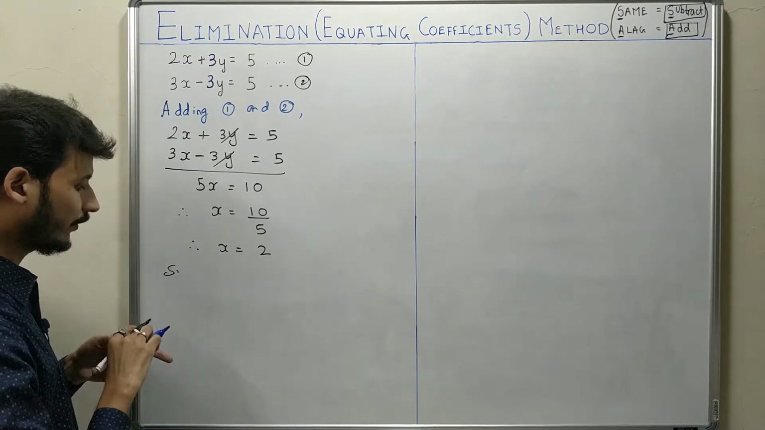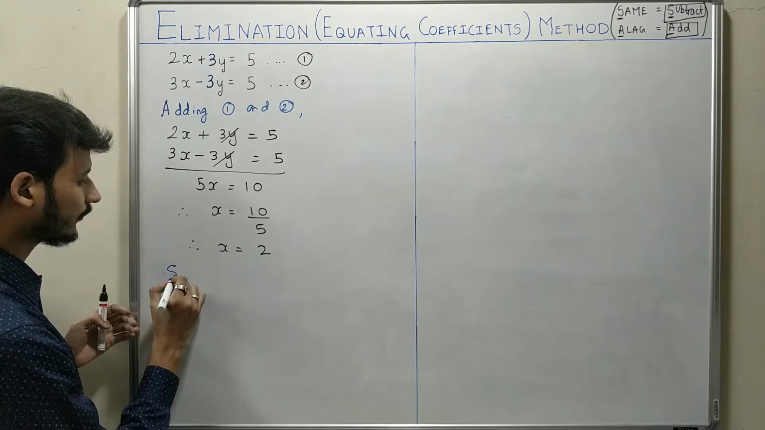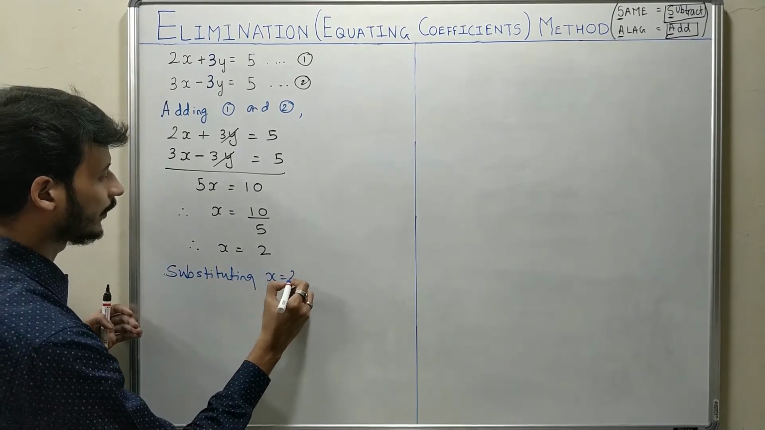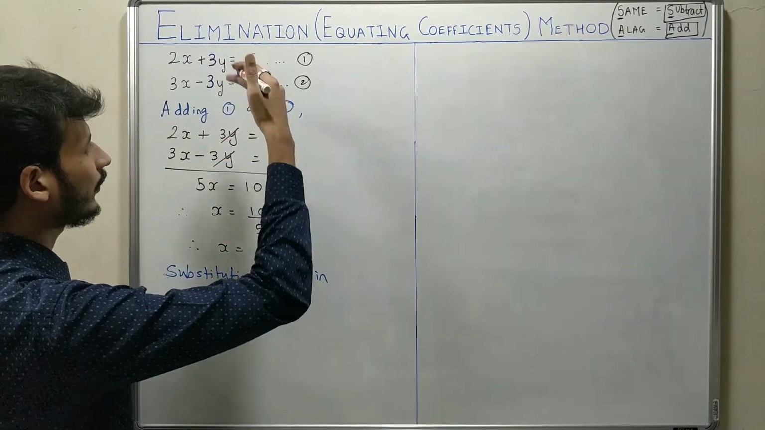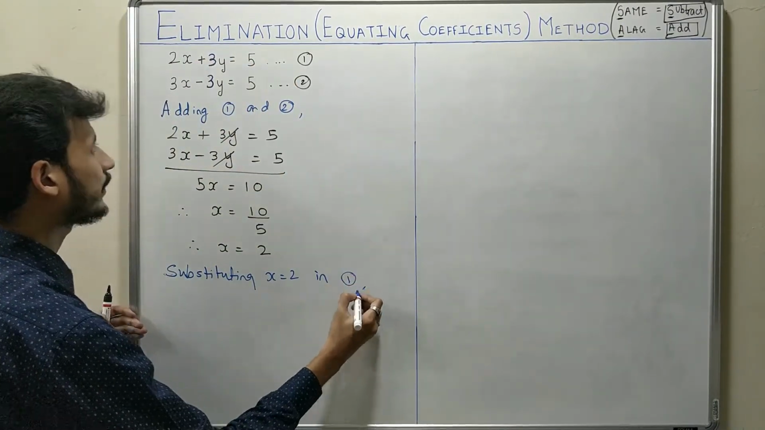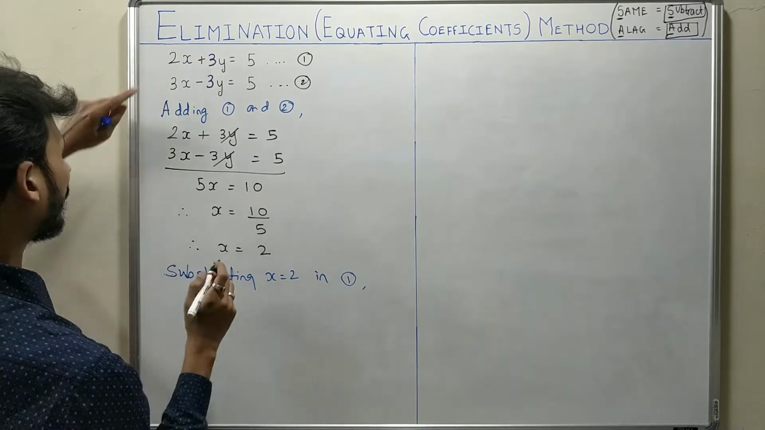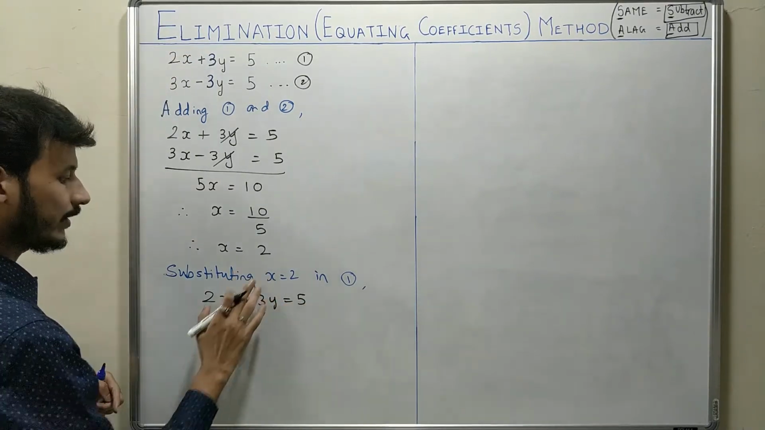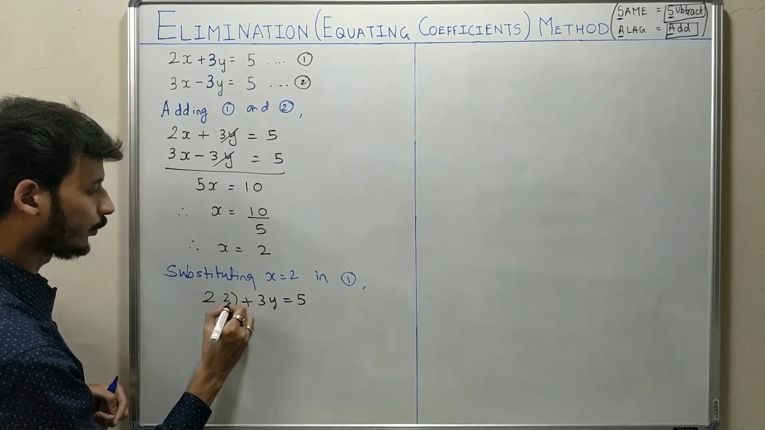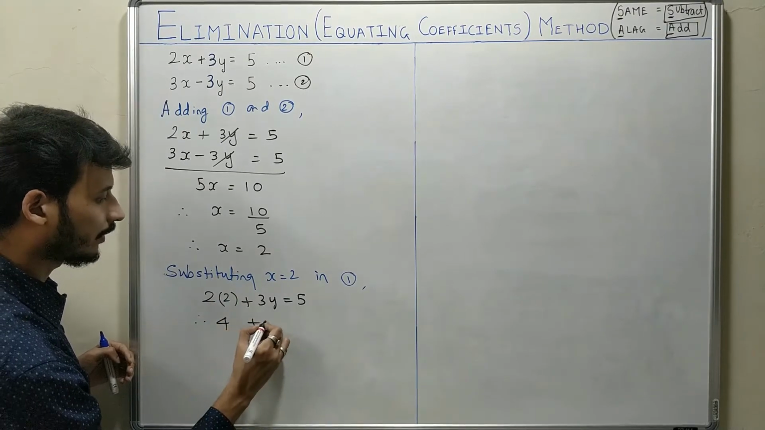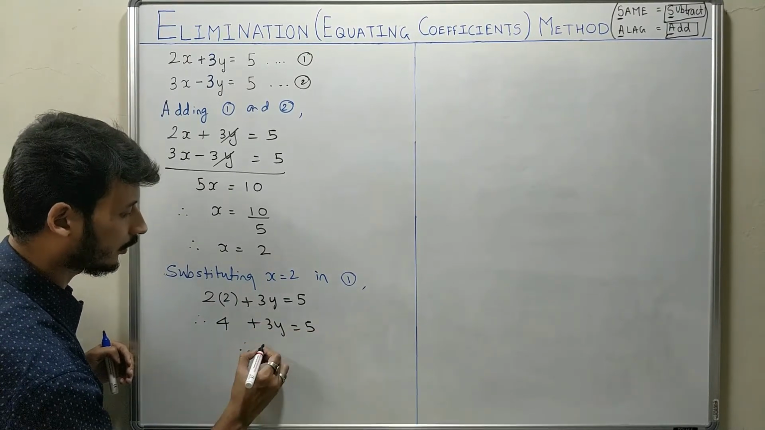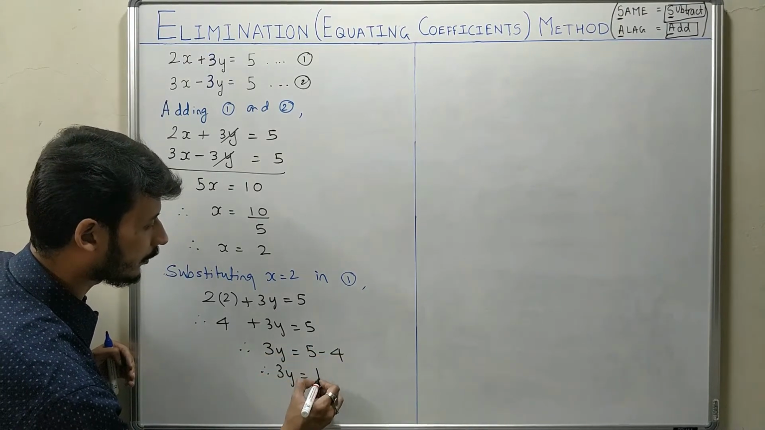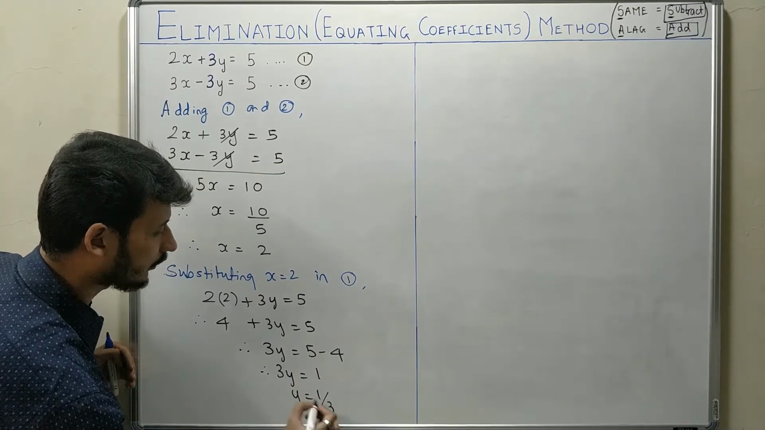So substituting x is equal to 2 in any one equation, equation number 1 or equation number 2, whichever you like. I am substituting in equation number 1. So we will get 2x plus 3y is equal to 5. In place of x, what we need to substitute? 2. So it's 2 into 2, that is 4, plus 3y is equal to 5. Therefore 3y is equal to 5 minus 4. Therefore 3y is equal to 1. Therefore y is equal to 1 upon 3.